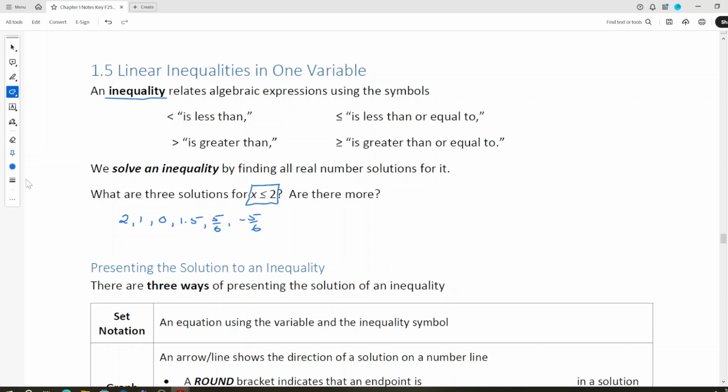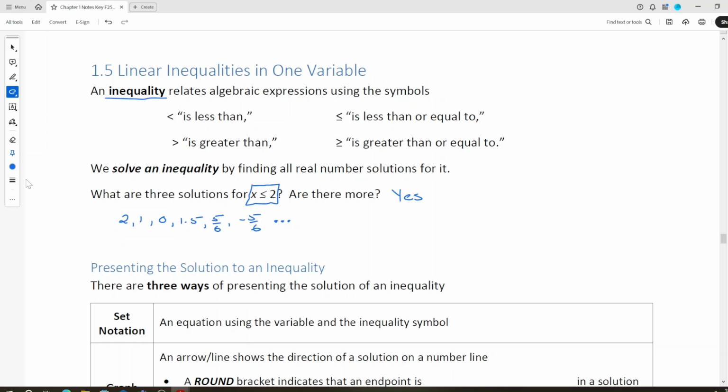And they're not all integers, right? They could be irrational or rational numbers. And this is dot, dot, dot. So this said just state three solutions. I stated 6. So are there more? Yes. There's an infinite number of answers.